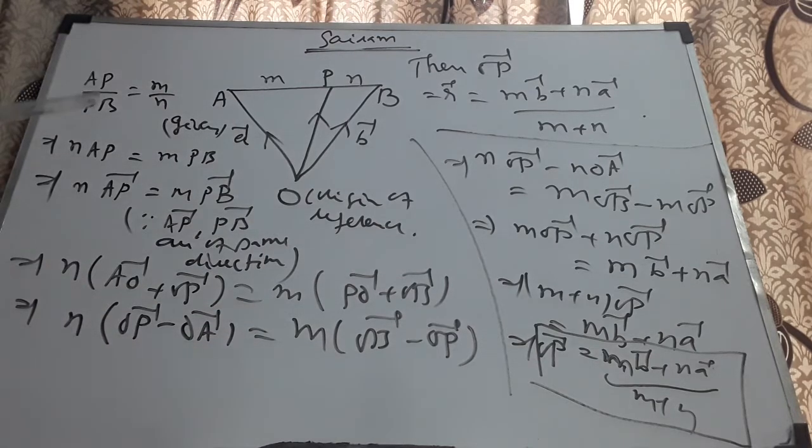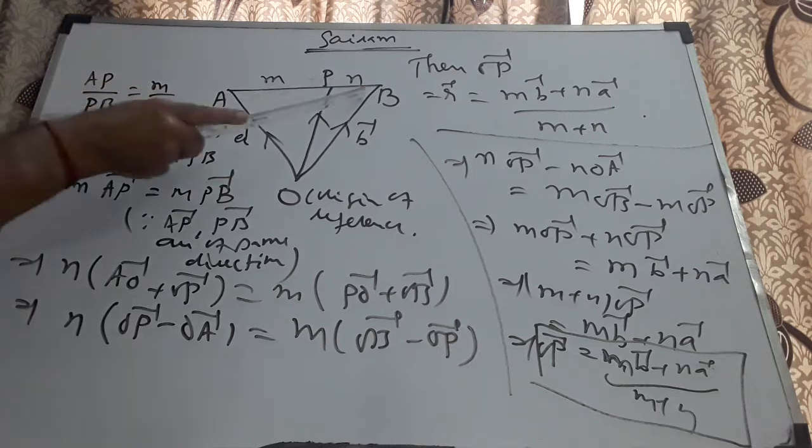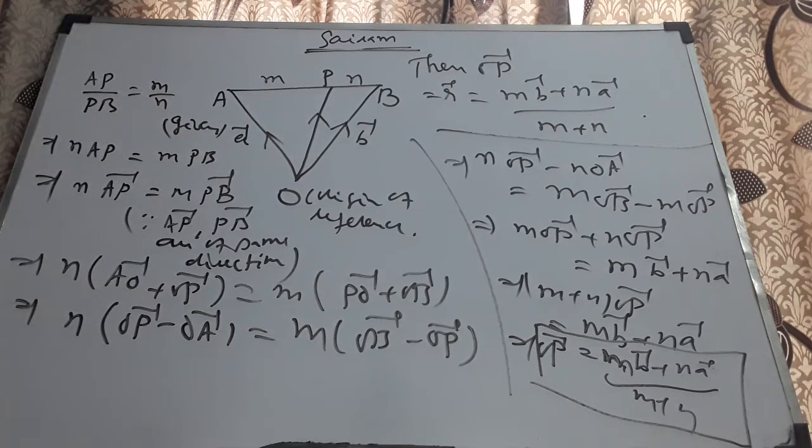Let me repeat. AP by PB is m by n. It is given to you. n AP is equal to m PB. As vectors also they are equal, because AP vector and PB vector are of the same direction. I can equate two vectors only when they are of the same direction. If they are of different directions or opposite directions, I can't definitely equate them.